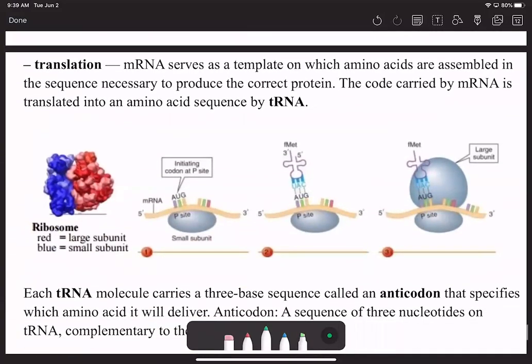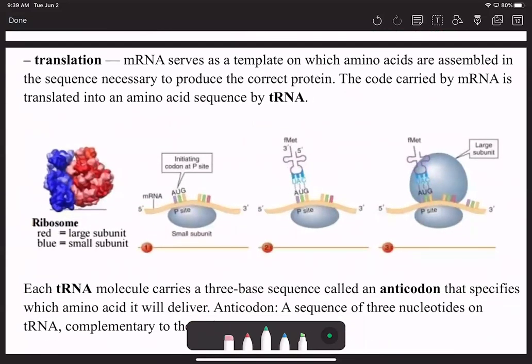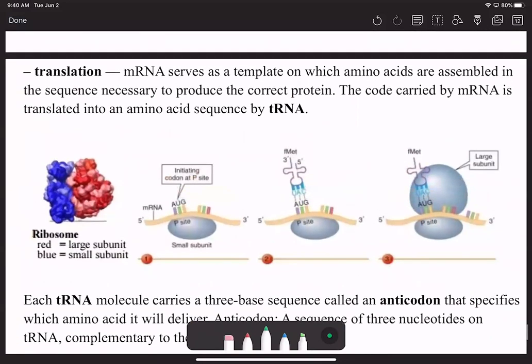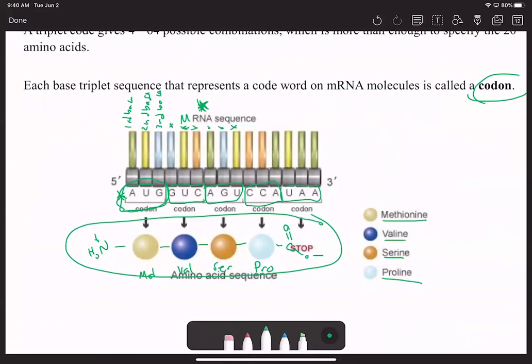Translation is how we just made that protein. But there's a lot involved in what we call translation. Here, there are 3 types of RNA that we're going to talk about. The first one we talked about was messenger RNA.